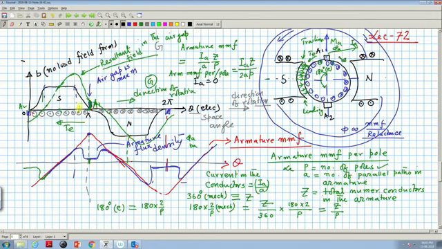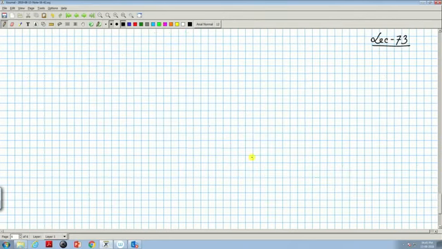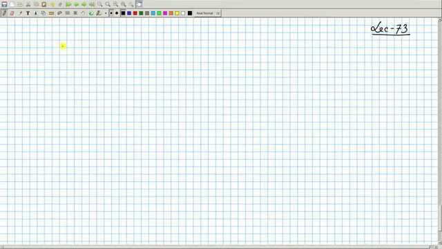Lines of force will be concentrated here, electromagnetic torque will be this way. Then generator mode, this is generator mode. And then we tried to calculate how much MMF is produced. From this we will start once again.